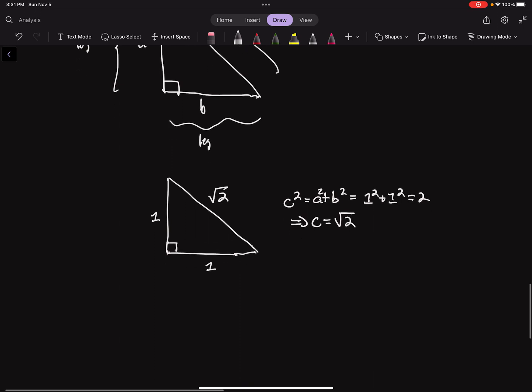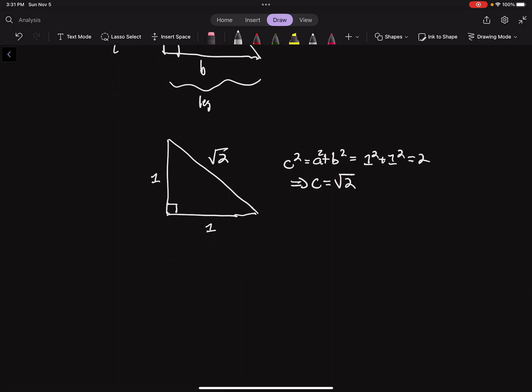Okay, but here's the kicker. I'm going to call this lemma 1. This is our first time proving anything. There is no rational number p with p squared equals 2. Okay, so from here on, I'm going to write quotation marks around root 2.